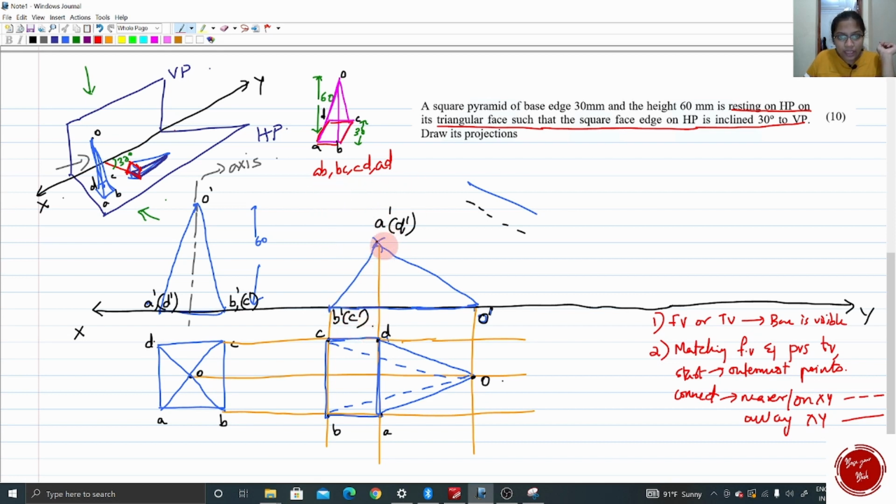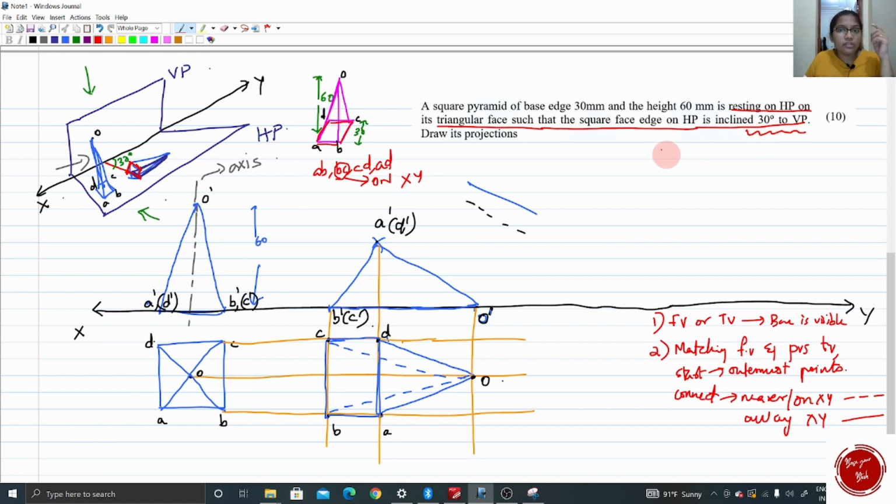You can see A dash D dash is above XY. It is not touching the XY line. Also A dash B dash and C dash D dash are inclined to the XY line. But this edge BC is on XY, which means it is lying on XY, HP. Okay, so the BC edge must be made 30 degrees to VP.